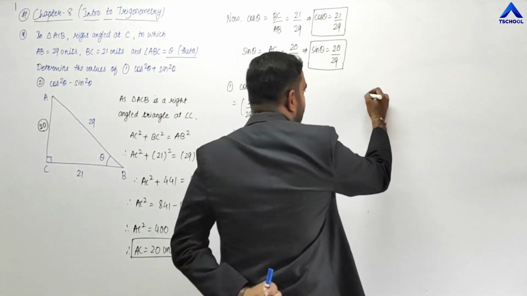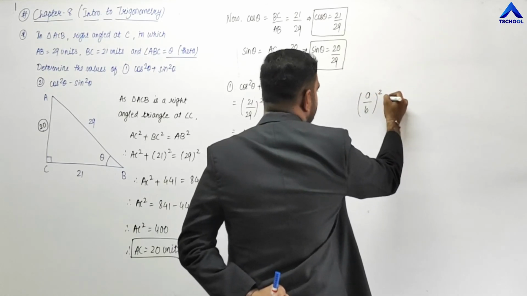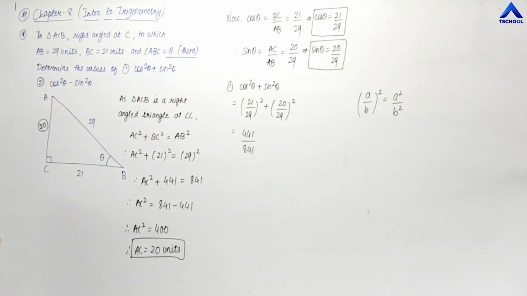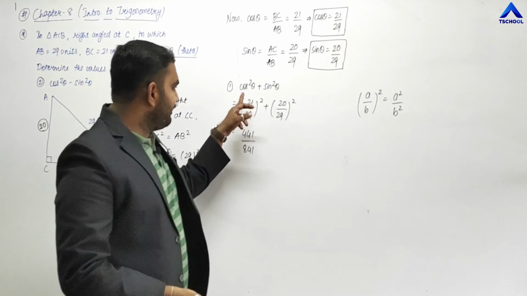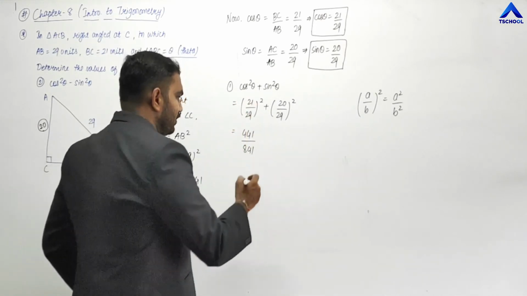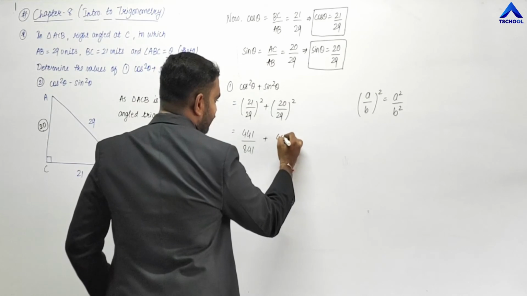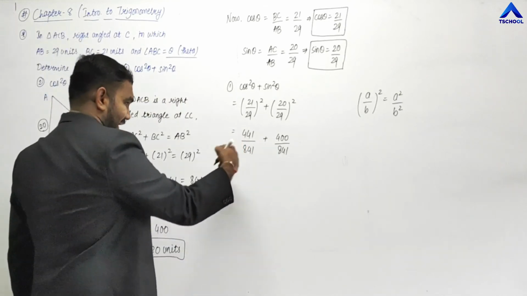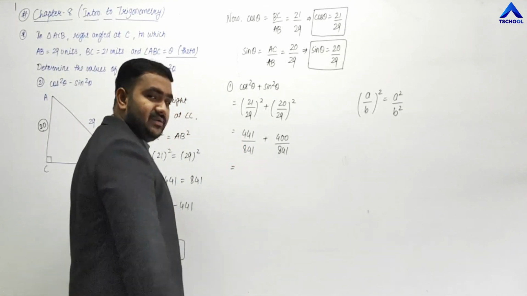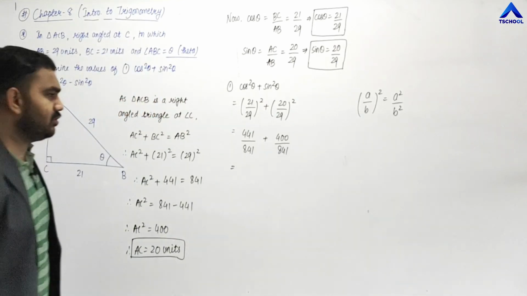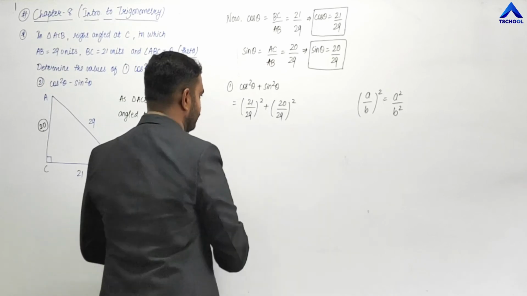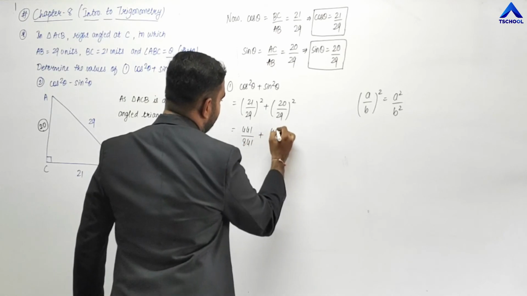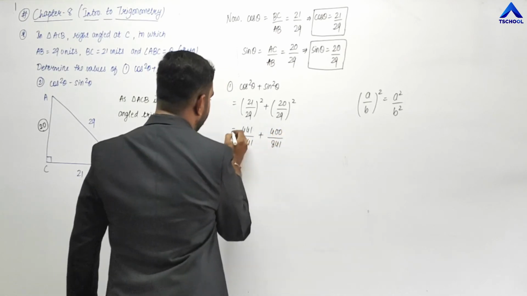We know that (A upon B) whole square is equals to A square upon B square, right? Because we can split the squares for both the values, for numerator and for denominator both, plus 20 square, that is 400 divided by 841. Again let us add them. How can you add both the ratios here, friends? Can you add them or not? Let me write down again. That is equals to 441 upon 841 plus 400 upon 841.